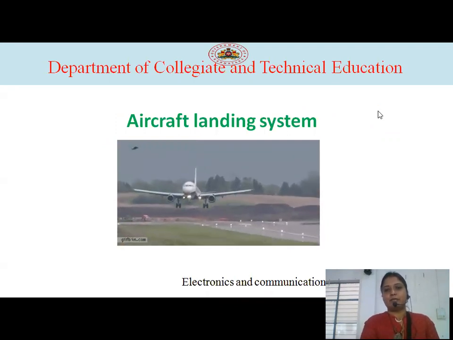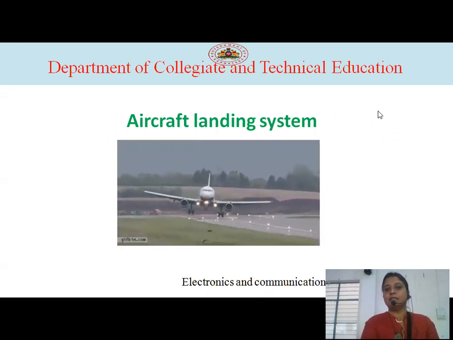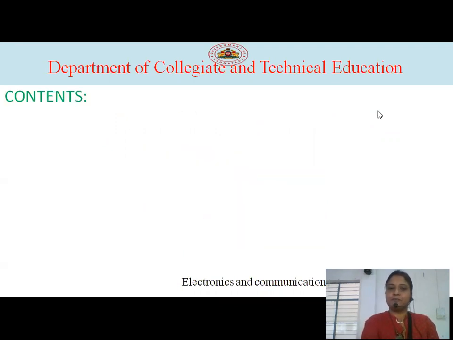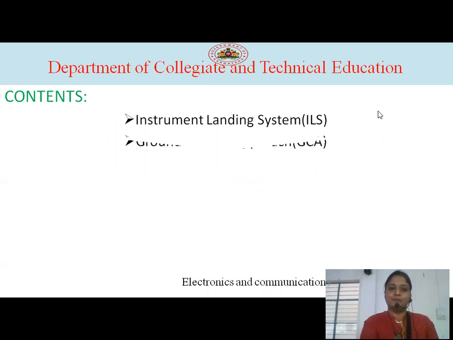In today's particular session, we are going to learn about the aircraft landing system. The contents which we are going to cover: the instrument landing system and the ground control approach system. These are the two types of landing systems which we are going to learn in this particular session.